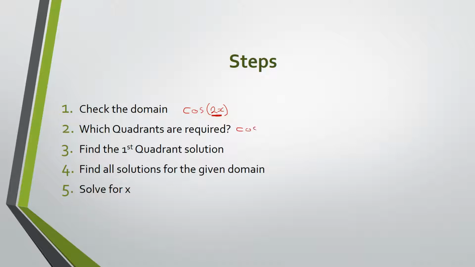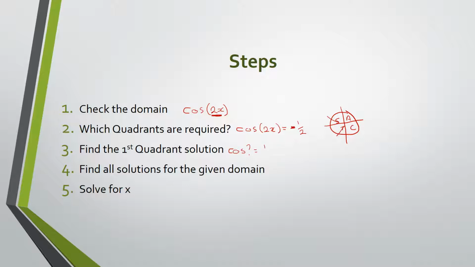The second step we do is we consider which quadrants are required. So if I was solving the equation cos of 2x equals negative half, I would need to think which of the quadrants, if we've got a little unit circle drawn here, doesn't matter that it's not overly accurate, but here's our unit circle. Where is cos negative? Because we had a negative value here. We know we'd be looking at the second and third quadrants.